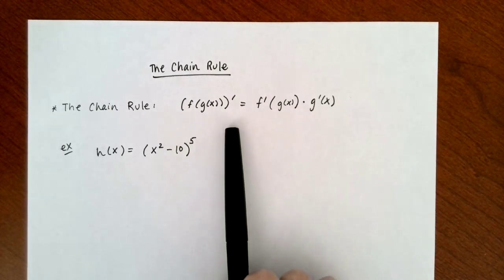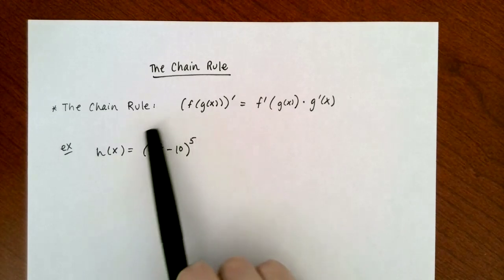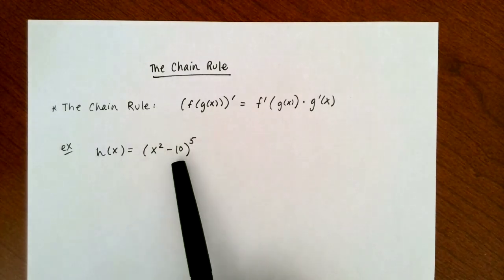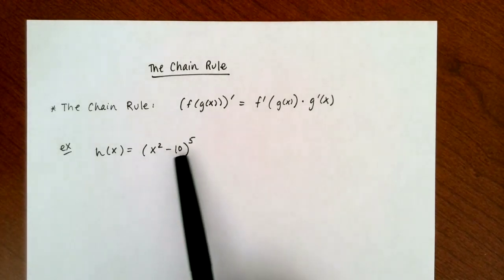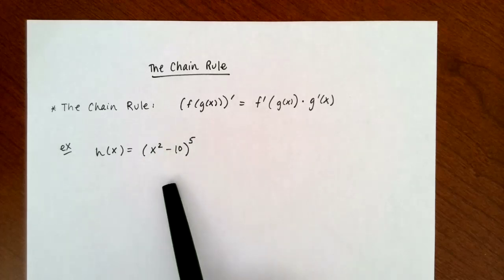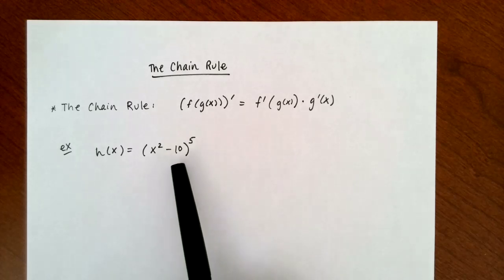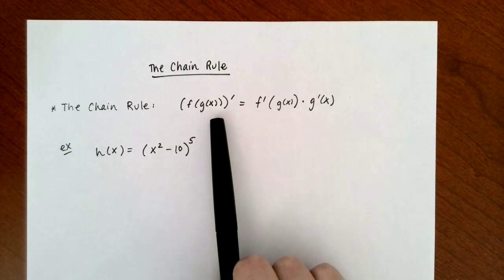So it's how we're going to compute the derivatives of functions that are built from, as you can see in this first example, a function plugged into another function. All right, so here we're not going to be looking at the product of two functions. This is x squared minus 10 plugged into the x to the fifth function. So when the product and quotient rules don't apply, the chain rule is probably the rule that you need.